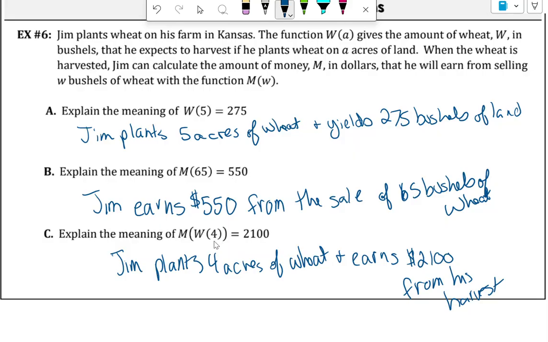This one's a composition, and this is really where this is coming from. If he has 4 acres, that would produce a certain amount of bushels, and that would produce a certain amount of money, which is $2,100.